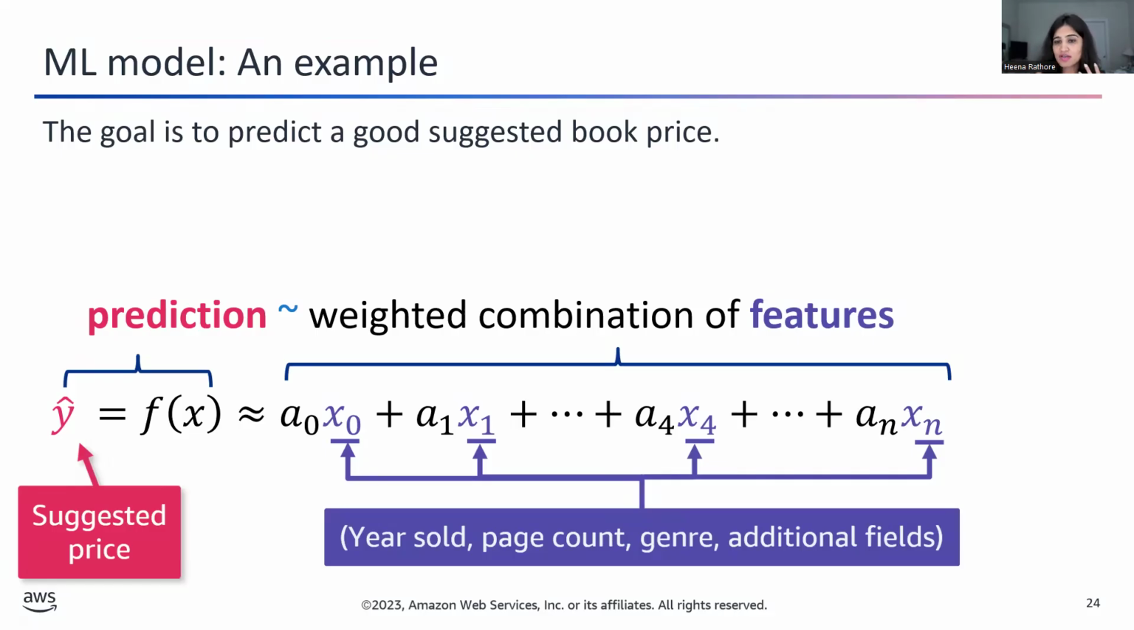So as I mentioned, the simplest machine learning model is a linear model where the prediction y is a function of x, which is the collection of all your features. And f of x is represented by a linear combination of all the feature values along with the weights associated with it.